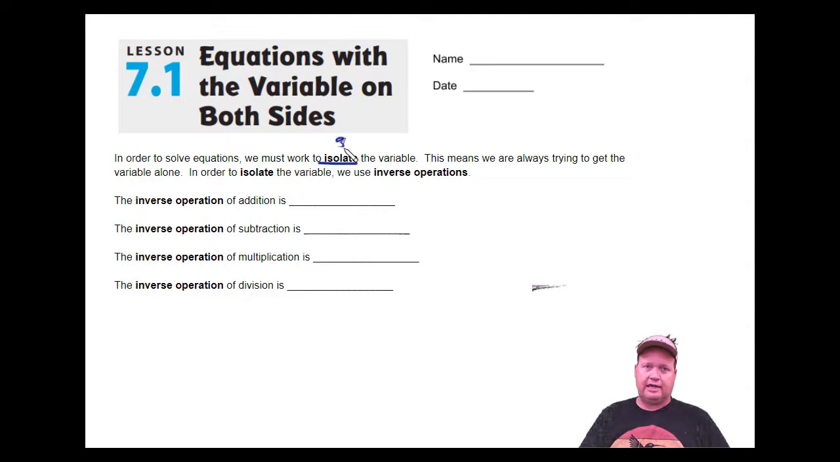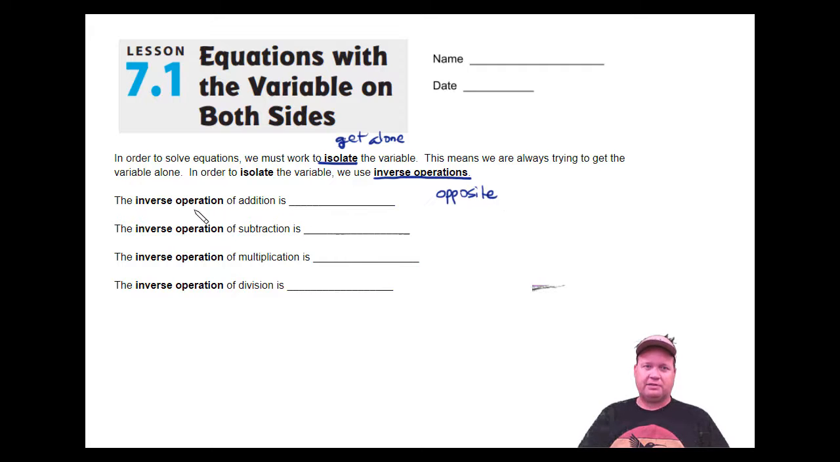So we're going to be working at getting a variable all by itself. And that means we're always trying to use operations that get rid of everything but the variable. And we use what are called inverse operations. And another way of looking at inverse is that we're looking at opposite operations.